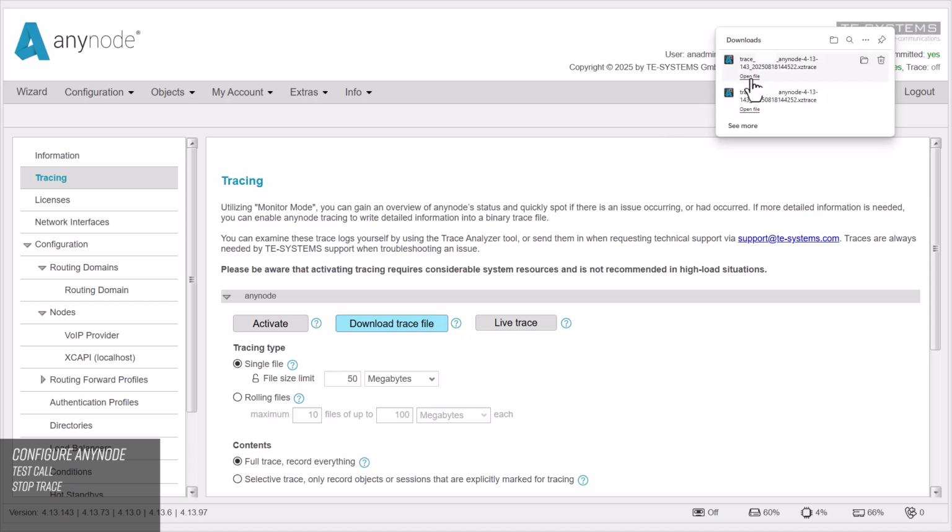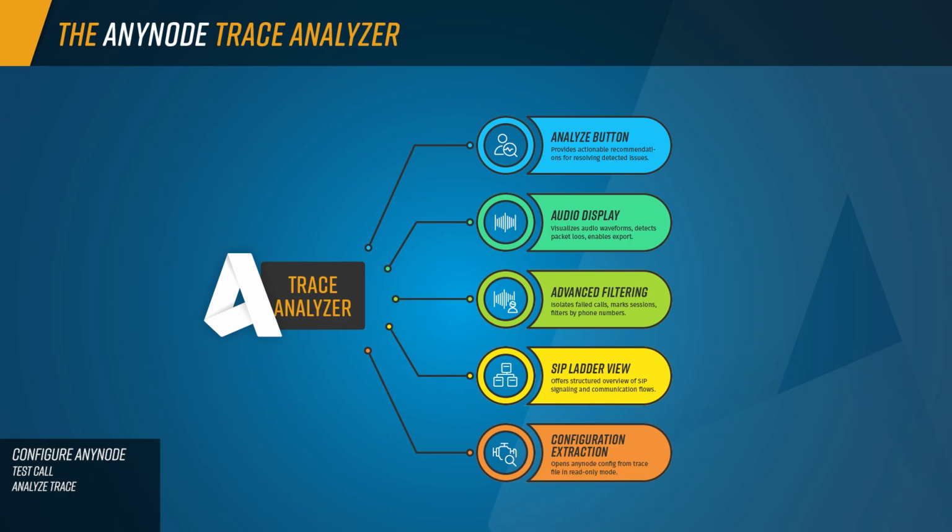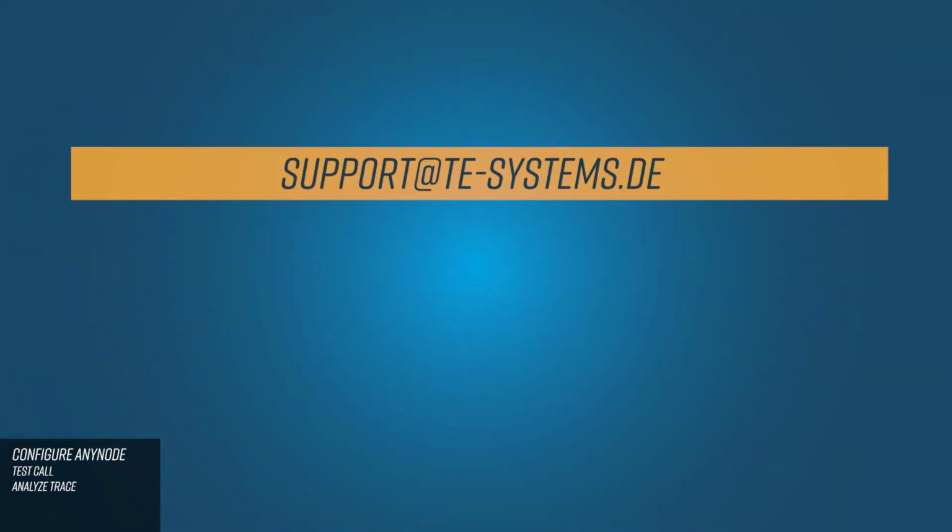To analyze anynode trace files, TE Systems provides the Trace Analyzer, a powerful Windows-based tool for analyzing and debugging anynode trace files. The anynode Trace Analyzer empowers you to identify causes of problems very quickly, so you can choose whether to resolve it on your own, or alternatively, send in the anynode trace to our technical support.